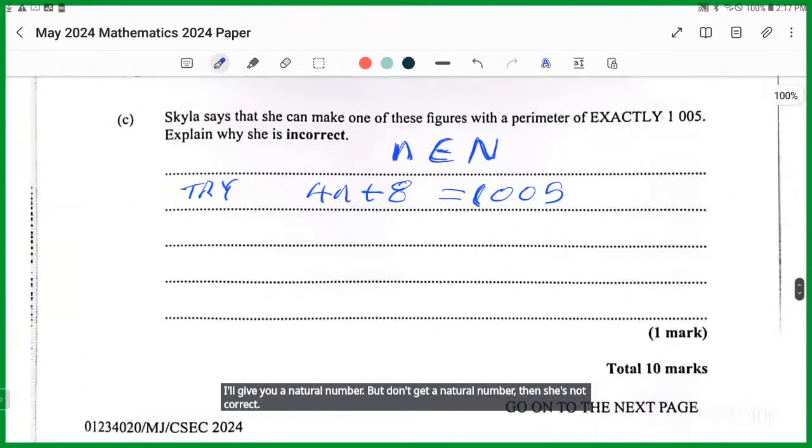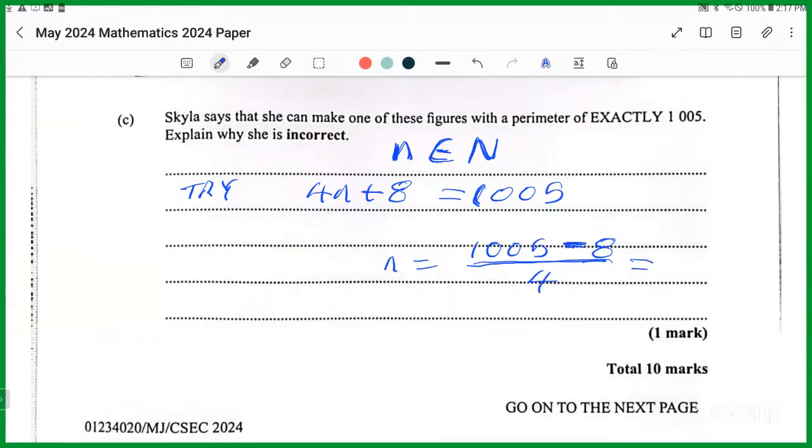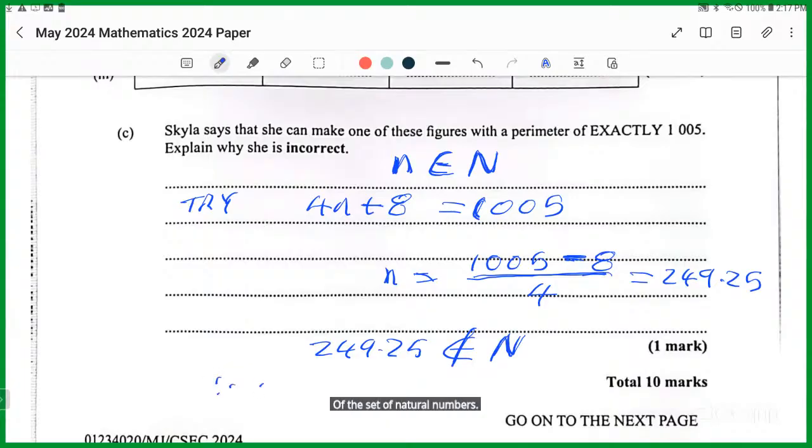So if we work this out now, subtract the 8 and then divide by the 4, right? So the n would be equal to 1005 minus the 8 and then divide by the 4. And what do we get for that? 249.25, which is not a member of the set of natural numbers. Therefore, she is not correct. The n has to be a natural number. She is not correct.